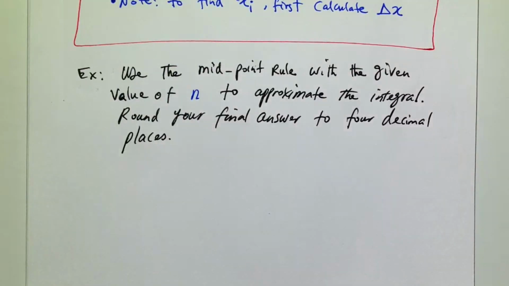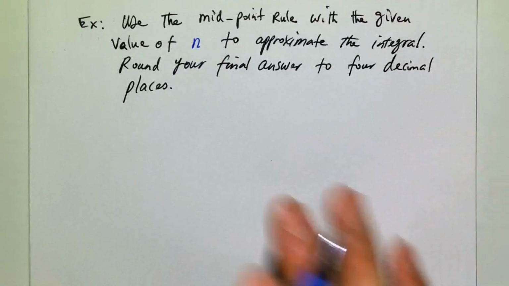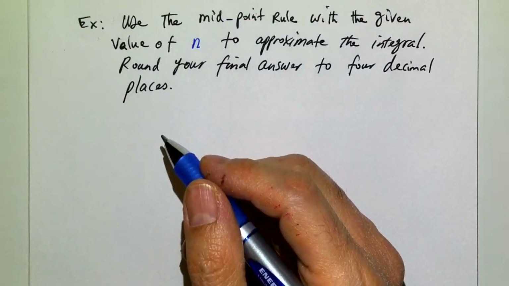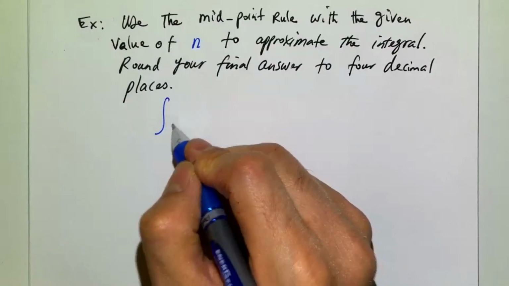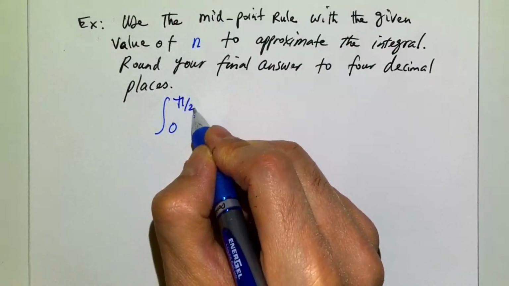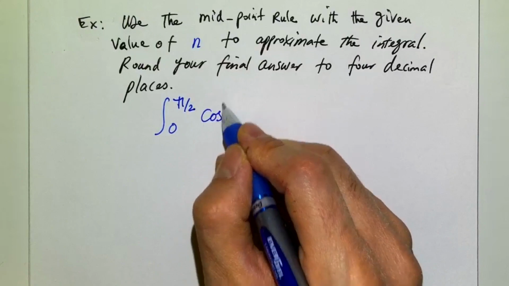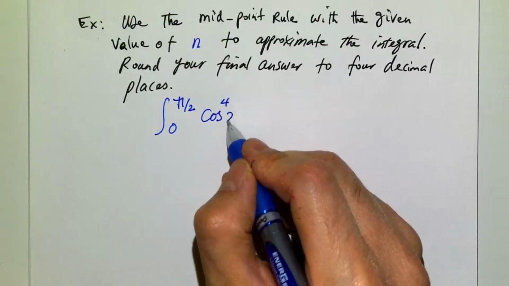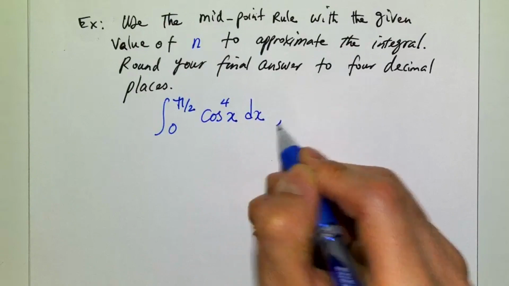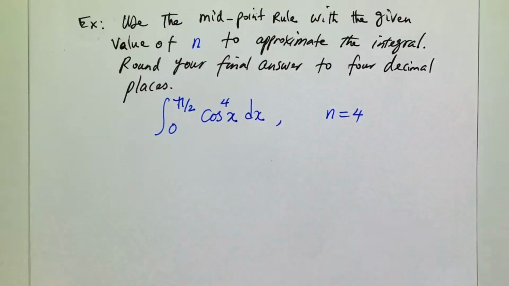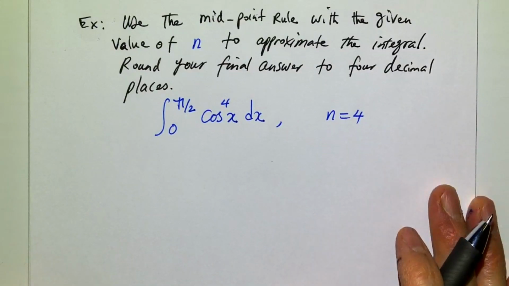Okay, so here is the example that we are doing. We have the definite integral from 0 to pi over 2 of cosine of x to the 4th dx. And they want us to use n equals 4, so 4 rectangles.